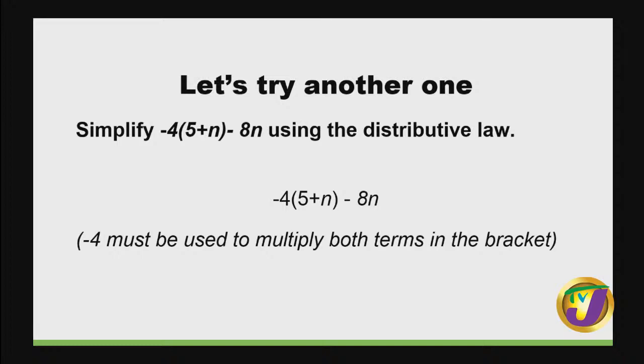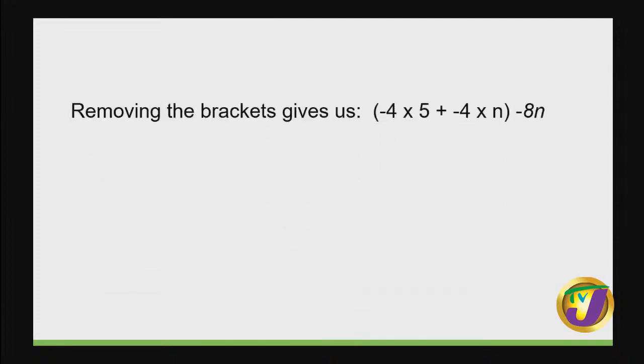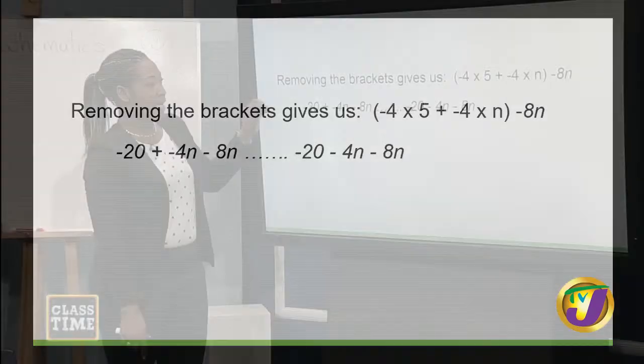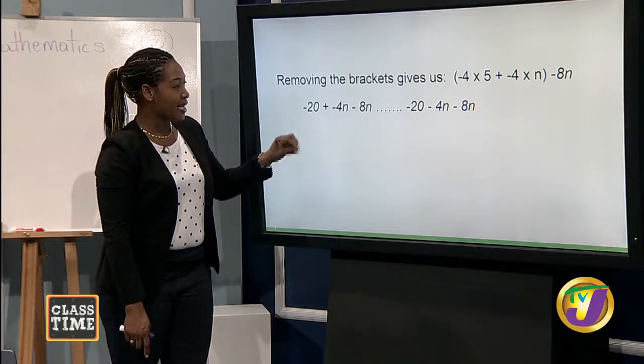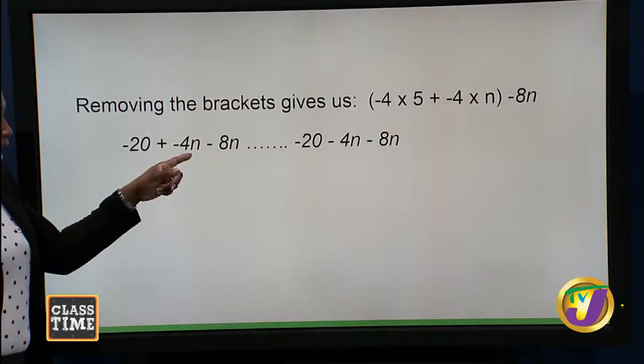And that would look like, all right, removing the brackets, we have negative 4 multiplied by 5 plus negative 4 multiplied by n. And of course, now negative 4 multiplied by 5 gives us negative 20. Negative 4 multiplied by n gives us negative 4n.